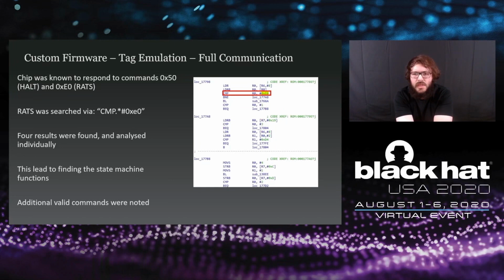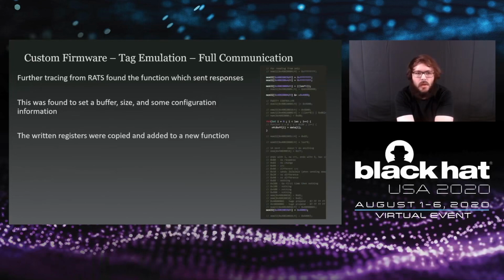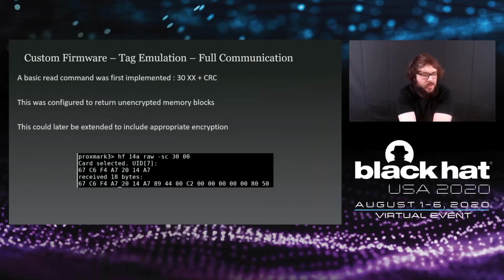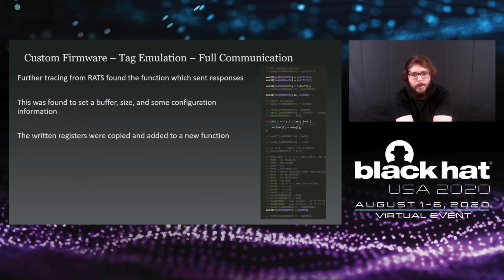This led me to find the exact state machine that was used by the chip to do further communication, and also found some further valid commands. Further tracing of this found how it would send responses. So I found how the hardware registers were set up. I found that it was using the same hardware address space as the rest of the NFC setup, so 4002.0000. However, I found that the length was set up at 08 in this address space, and that the data itself was set up at hex 100 in this address space, which was just underneath hex 200 where data was received. So the sender and receiver were quite next to each other, but also had quite a lot of space to do what they wanted to. I wrote all these registers out and dumped them into a new function, which I could then modify as needed.